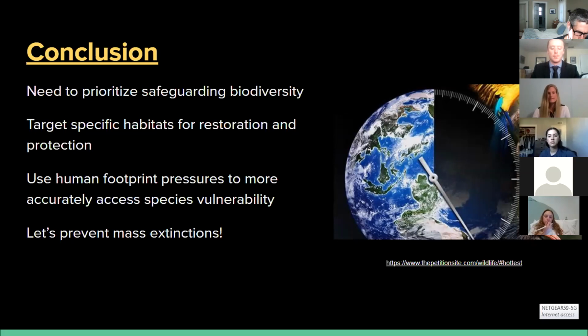conservation efforts. And in addition, we can use the human footprint to assess more species vulnerability. So we can focus on specific species or categories of species, such as amphibians, which are going to be affected at the highest rate. And if we can do this and we can work together to hopefully minimize our impacts or protect species ranges, hopefully we can prevent further mass extinctions.